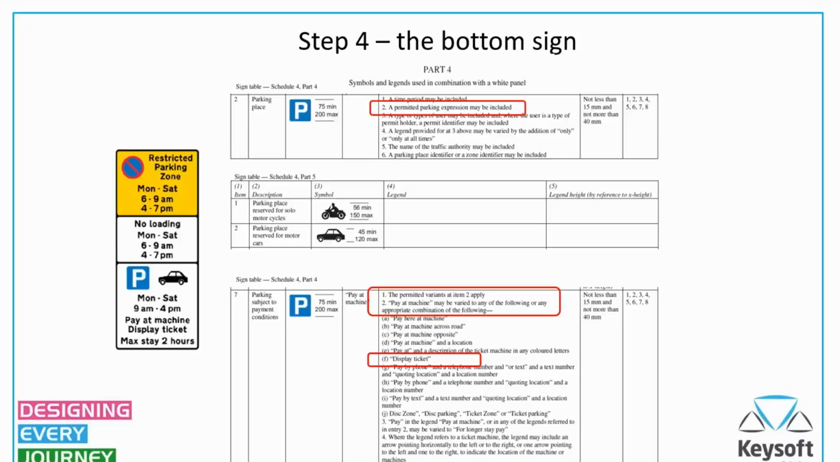So I can have any of those other combinations underneath. And of course, item F of that item 2 is a display ticket. So hopefully that means I've got pay at machine, display ticket, a parking expression, which means maximum stay 2 hours. All those can be included on that bottom sign. So now I know that bottom sign is fine according to the TSRGD.